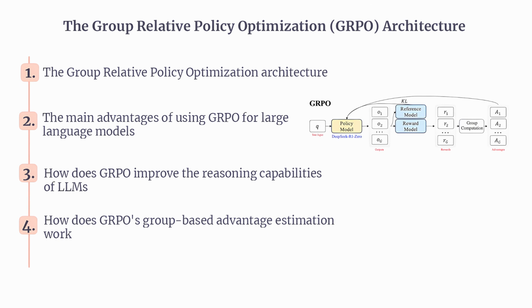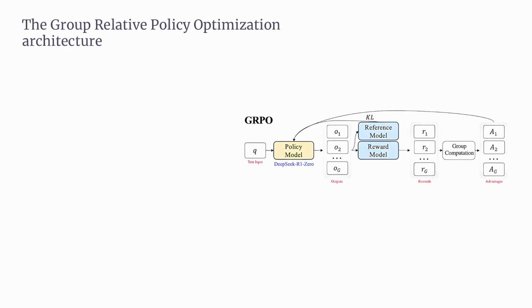Let's explore it in 4 parts. The Group Relative Policy Optimization architecture. The main advantages of using GRPO for large language models. How does GRPO improve the reasoning capabilities of LLMs? How does GRPO's group-based advantage estimation work? Now let's explore how GRPO architecture achieves this.